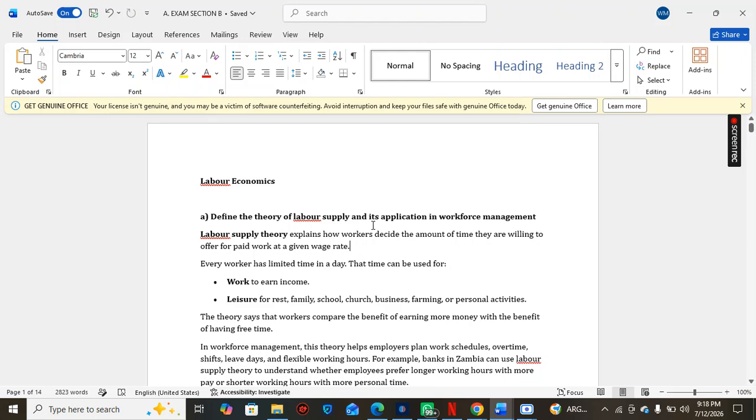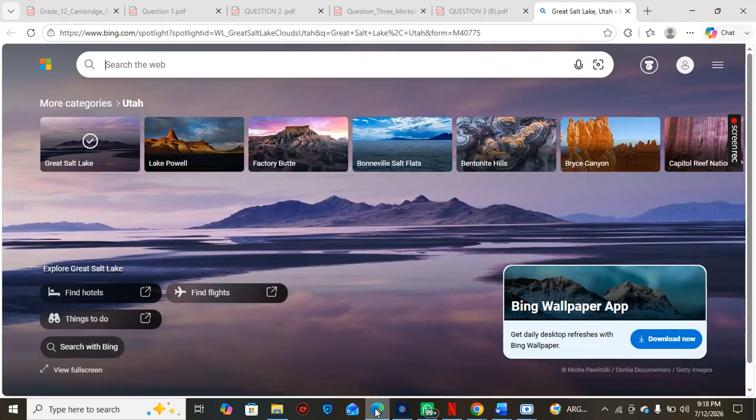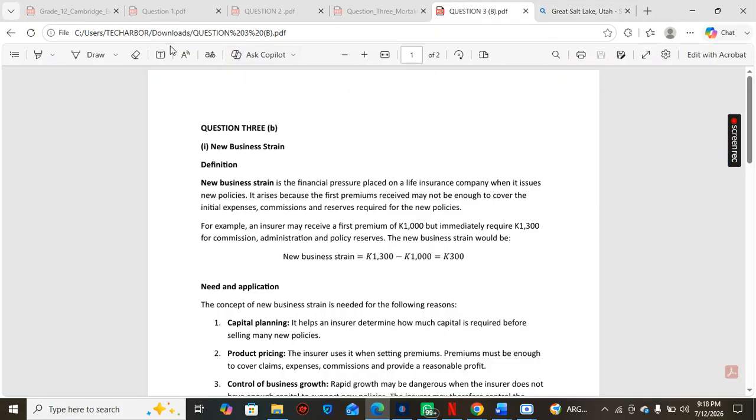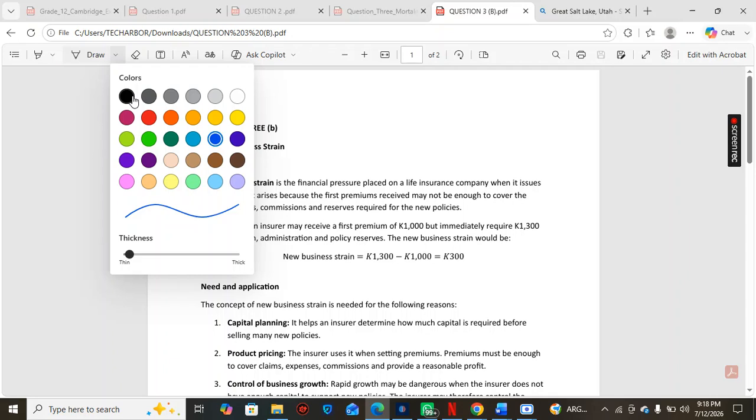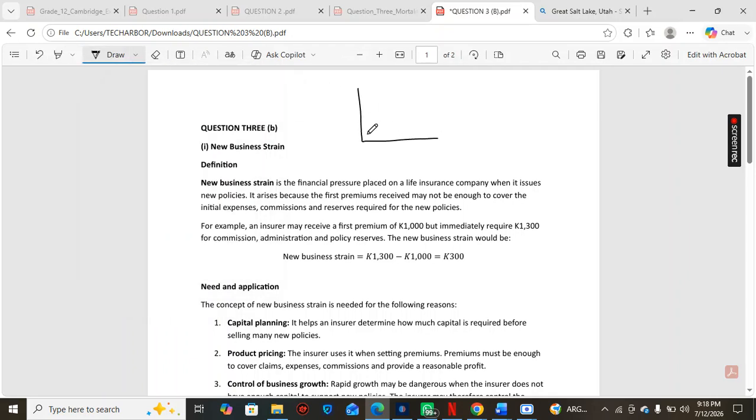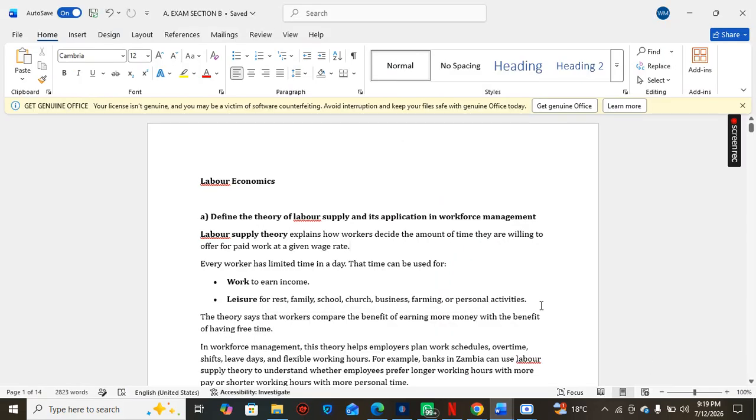If you remember the labor supply graph, it's upward sloping. Just put it like this. Labor supply graph, upward sloping. You have your wage rate, you have your quantity here, or number of hours, basically. The higher the wage rate, the more hours we are willing to put in. Okay, colleagues?